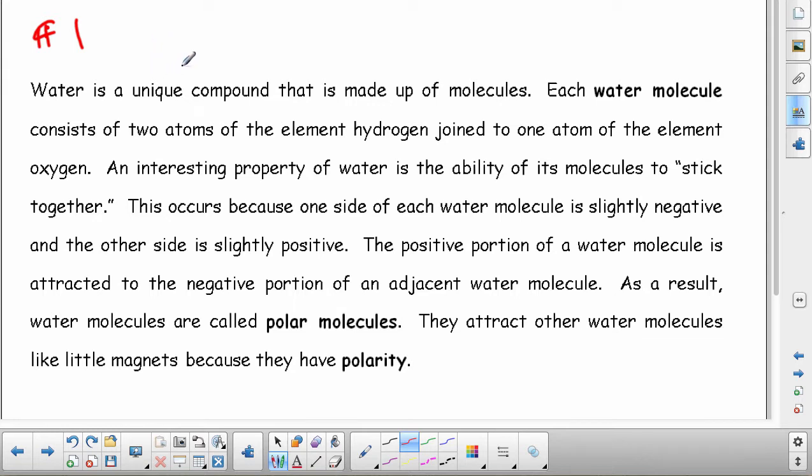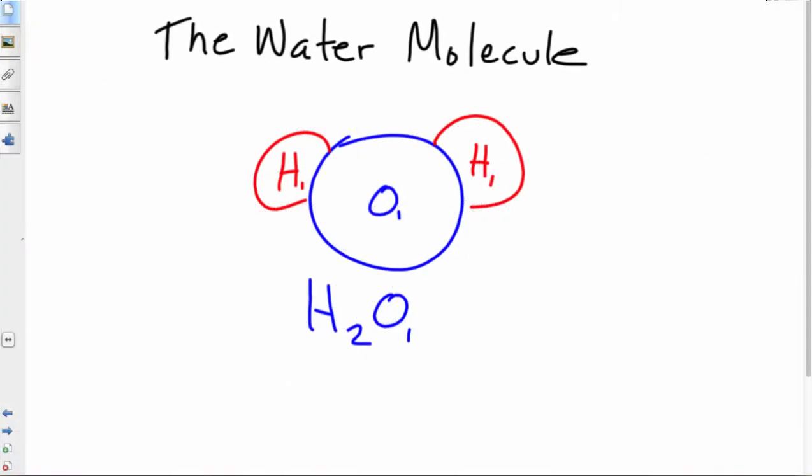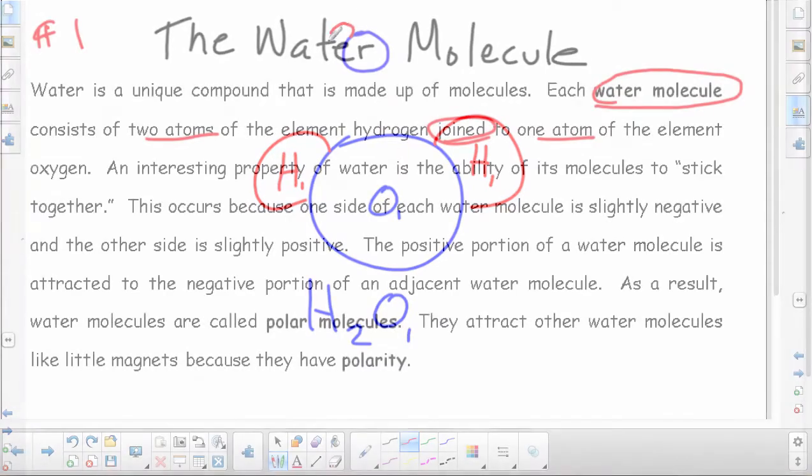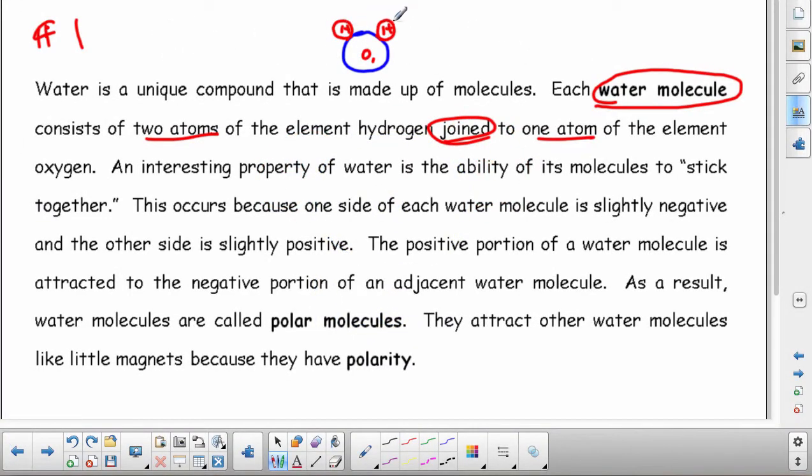Water is a unique compound that is made up of molecules. Each water molecule consists of 2 atoms of the element hydrogen joined to 1 atom of the element oxygen. Keyword there being joined. And here's what it looks like. You have 1 oxygen atom and you have 2 hydrogen atoms. And so that's hydrogen and that's oxygen.